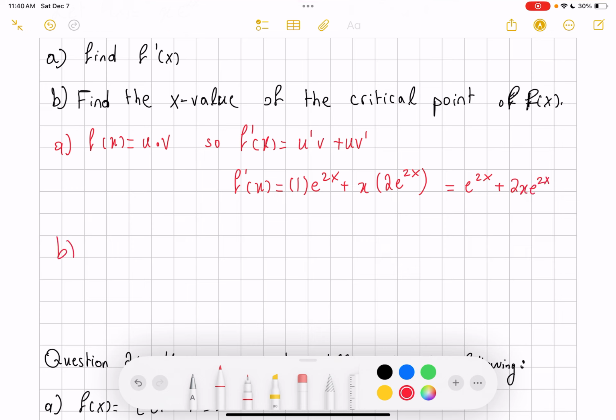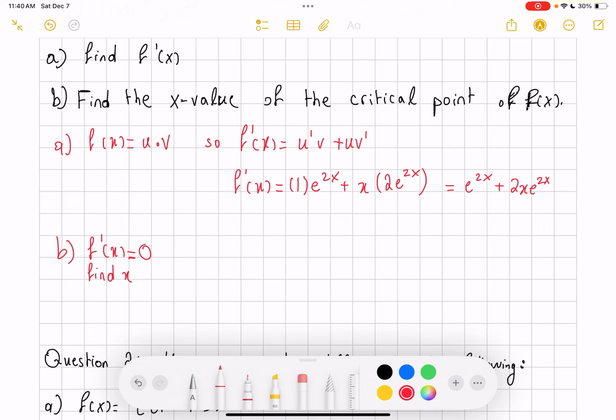Now in part B, they told me to find the x value for the critical point of f of x, which means that I have to set f prime of x equal to 0 so I can find my x. And over here, they didn't say the word coordinate, if you notice. They said only the words x value. So it's enough for me to find the x value and not find the y value with it.